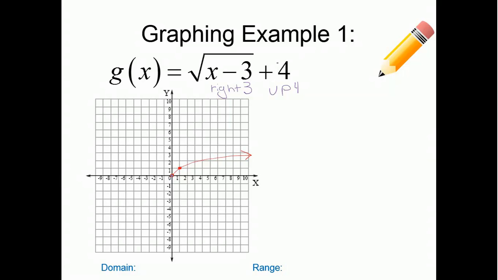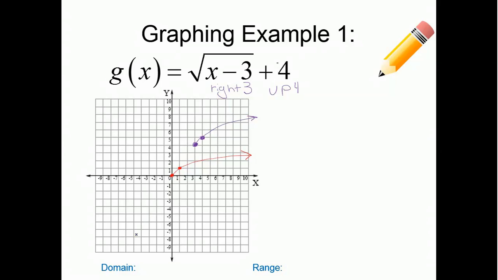So let's actually do this with my two dots. I'm going to go right 3, 1, 2, 3, up 4, 1, 2, 3, 4. Put a dot there. Same thing with this dot, 1, 2, 3, 1, 2, 3, 4. And then I get to connect my dots and do the nice shoot-off curve like that.